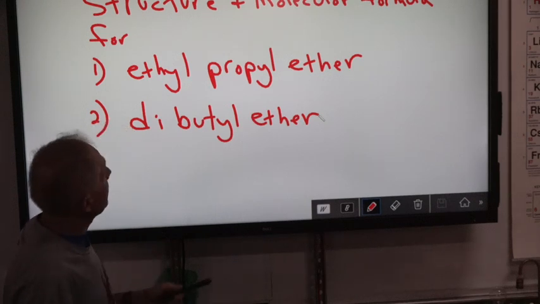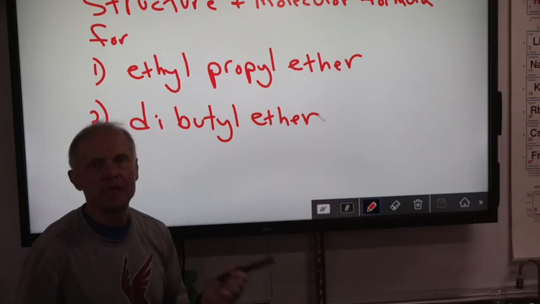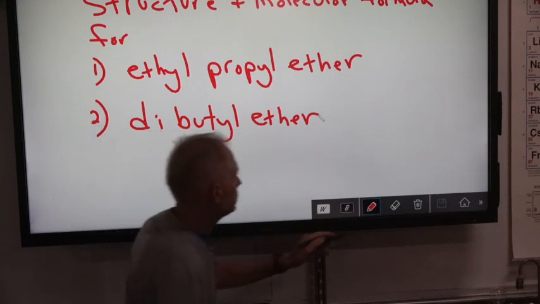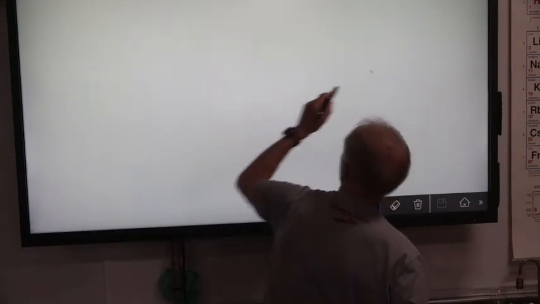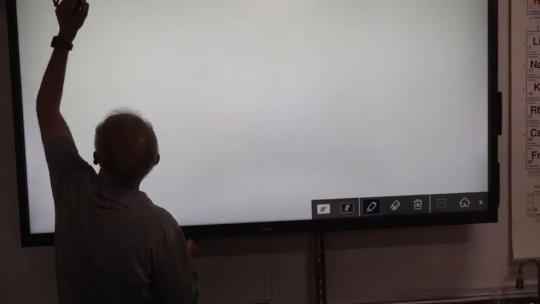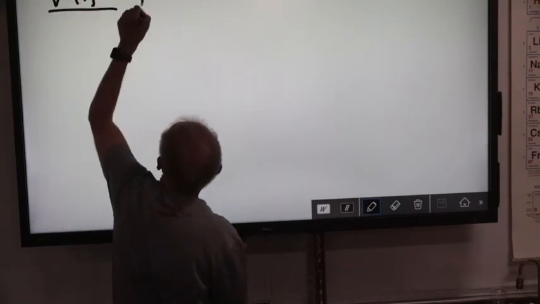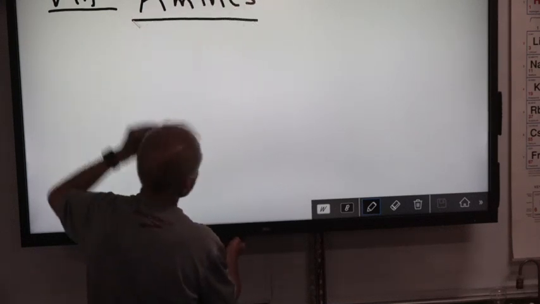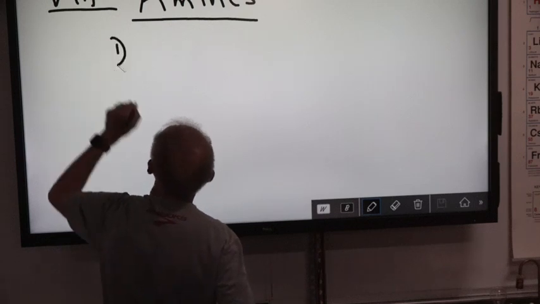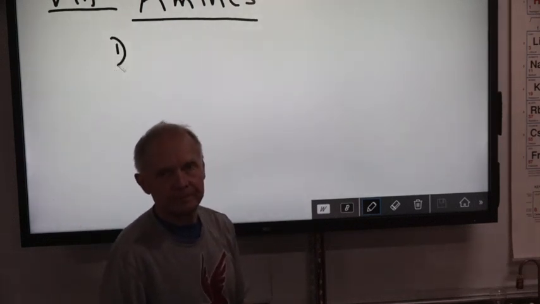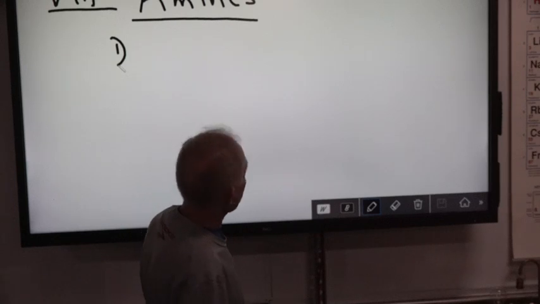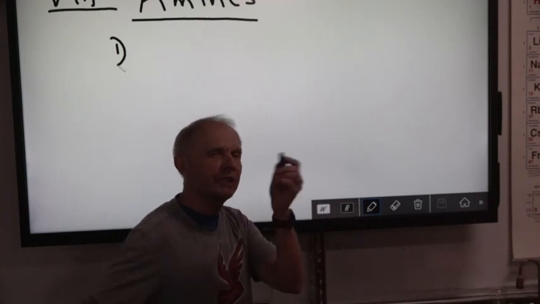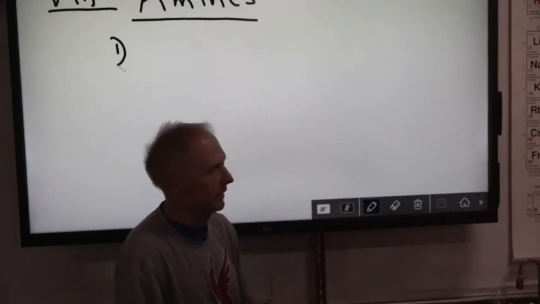Okay, so that is all you have to know for ether. The naming is a little weird. All right, on to Roman numeral 8. Amines. Okay? Amines. Now, I'm going to give you the molecular formula and see if you can figure out how to build it. So here's one of them.